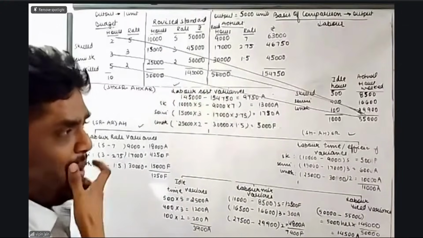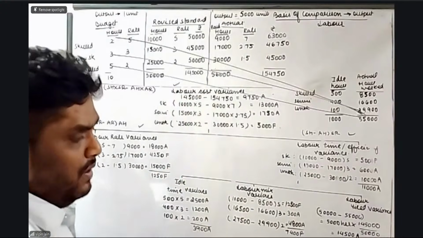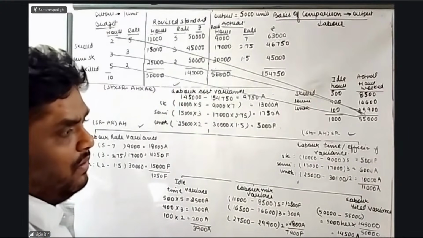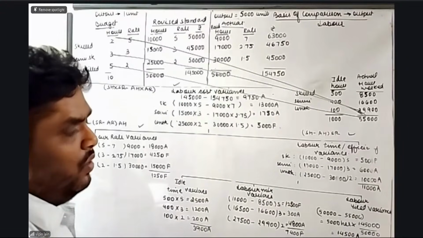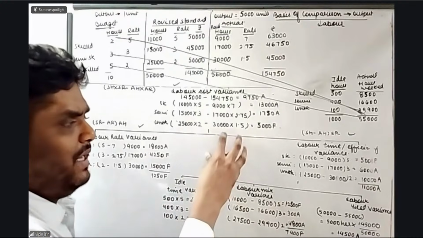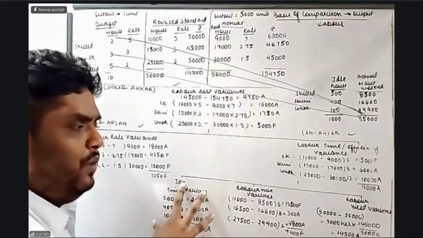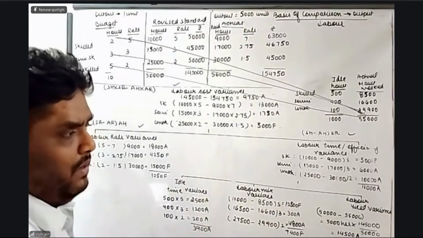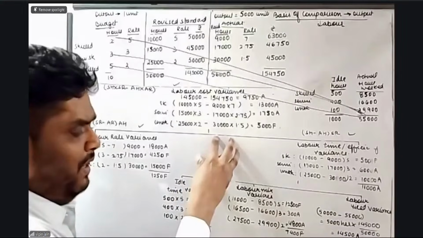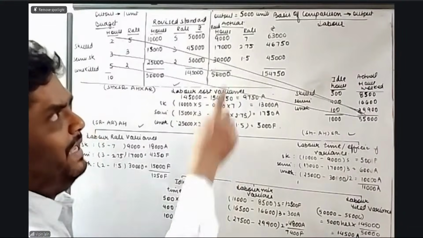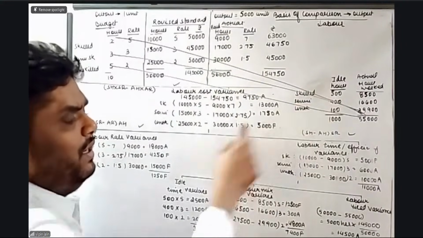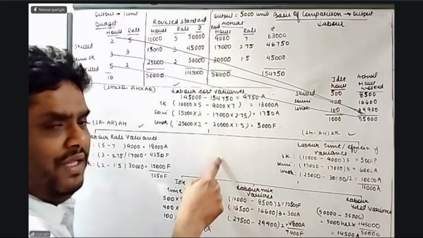Sir, but will the question mention that we are paying for the time worked on this? It's up to you. Both the approaches are correct. You can put it here also, you can put it here also. Both the approaches are correct. See, let's say this idle time is 500, 400, 100, and you are putting it here. So here idle time variance will come, right?